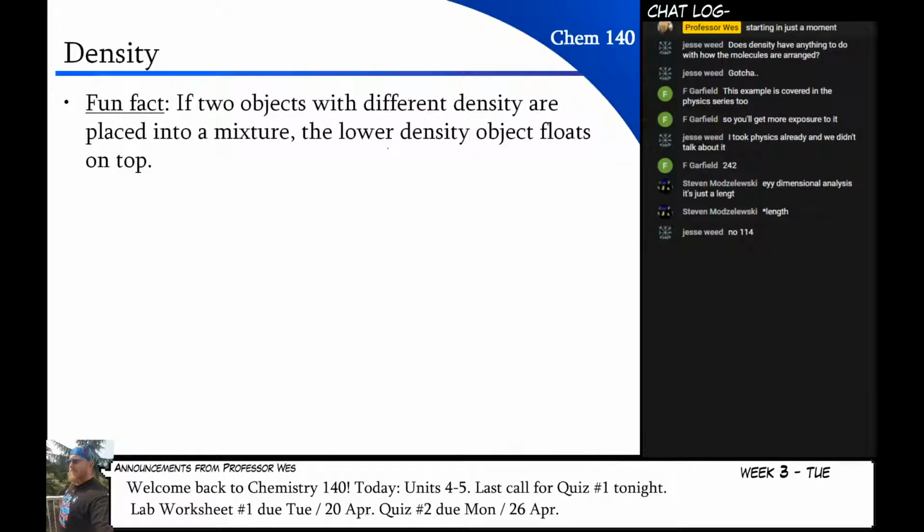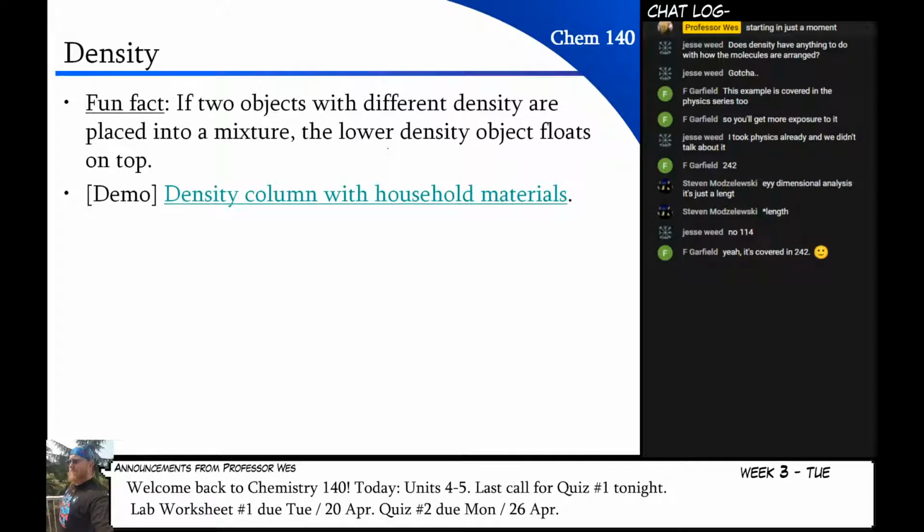Now, this is a fun fact about density, and everybody probably knows this, but the applications of this are as broad as lava lamps all the way to shipping freighters. If you put multiple objects into a fluid, and those objects are allowed to sort, by which I mean they mix and either sink to the bottom or rise to the top, the objects with the lowest density go to the top, and the objects with the highest density go to the bottom.